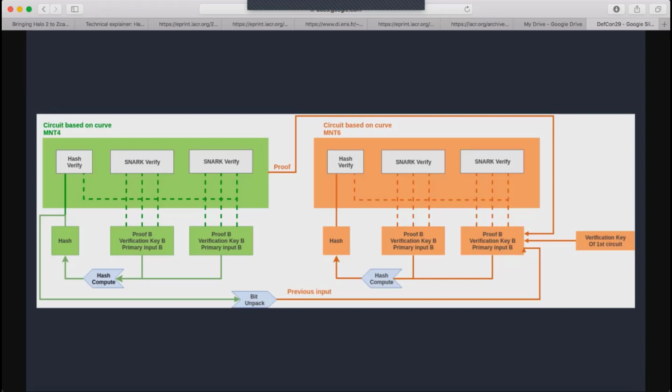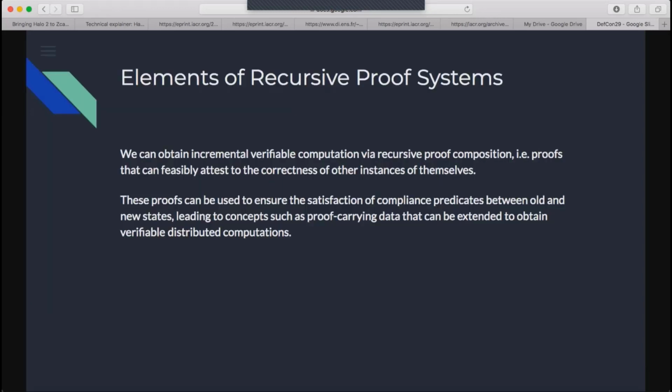These two are based on the MNT4 curve. One is based on the MNT4 curve, the other one is based on MNT6. These are two different kinds of elliptic curve systems used in the Mina protocol, which was earlier known as the Coda protocol. Here we can see an example of recursion. The elements of a recursive proof system: incrementally verifiable computation is at the heart of recursive proof systems.